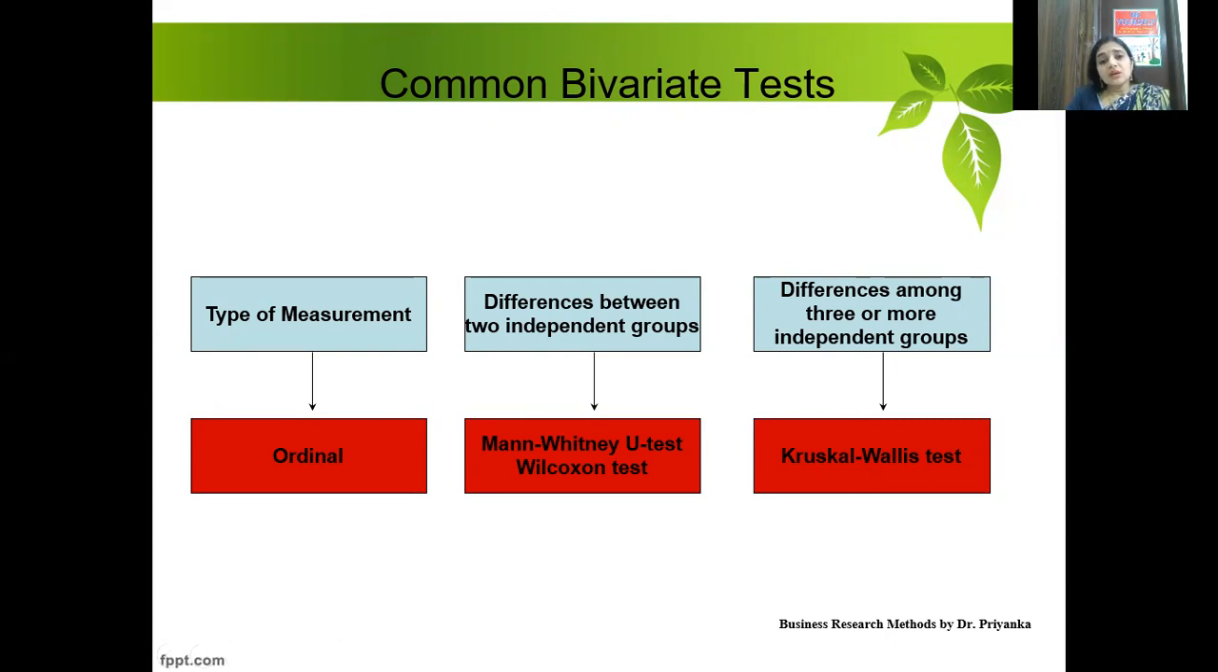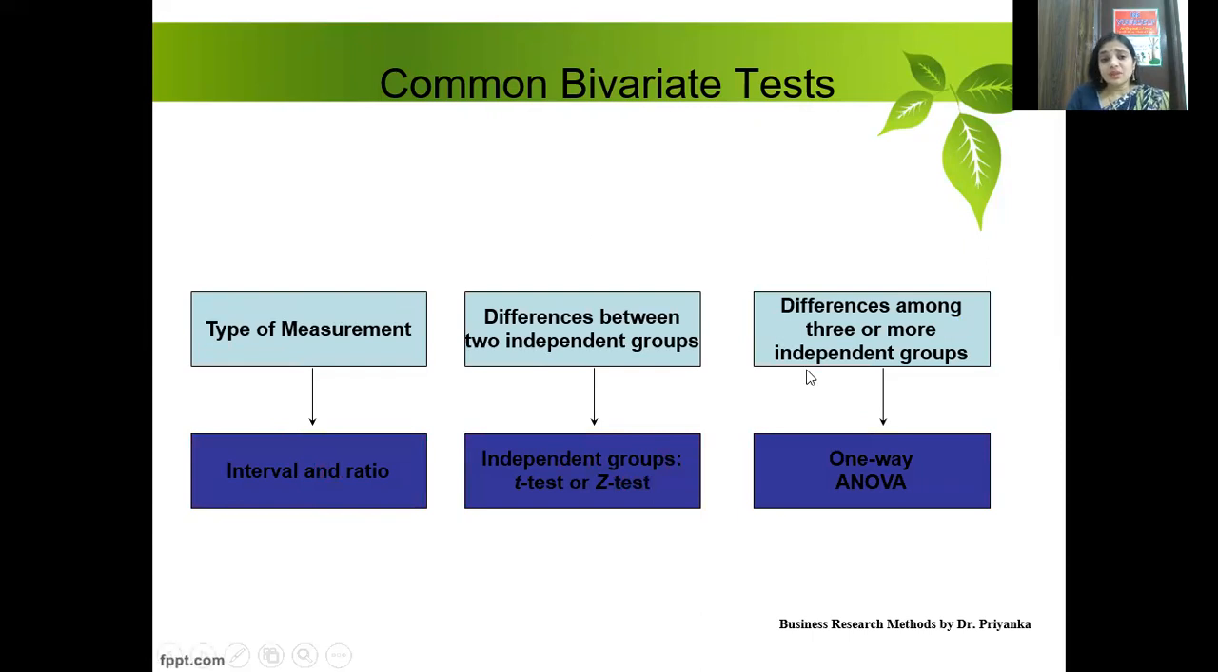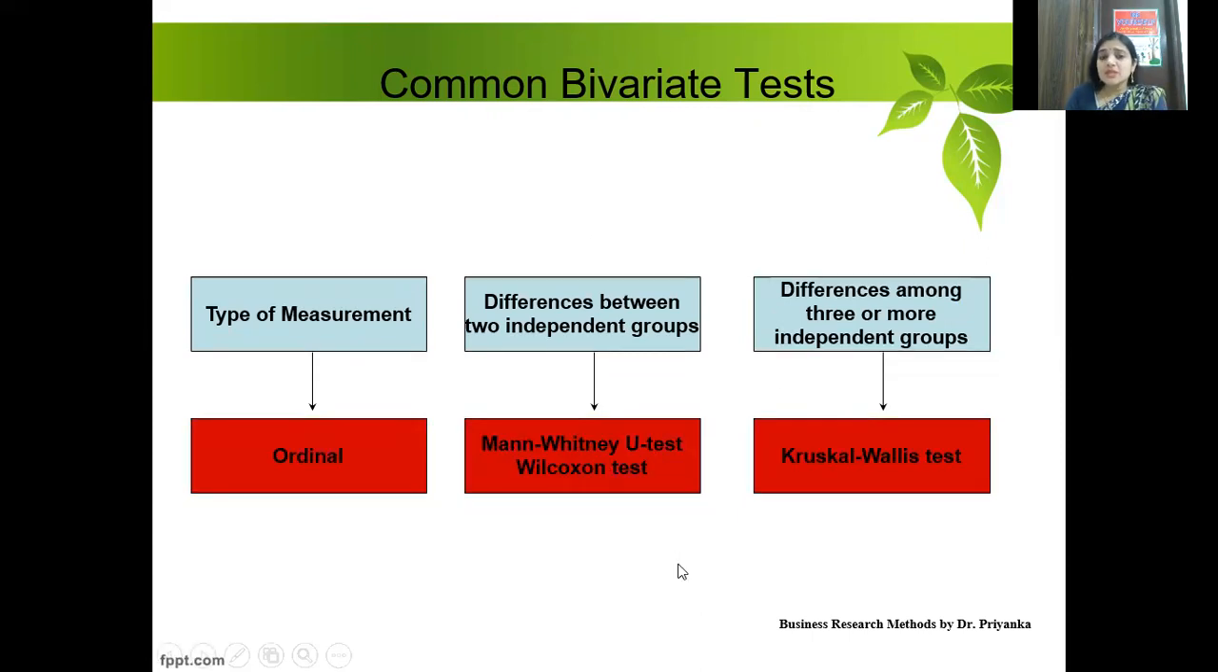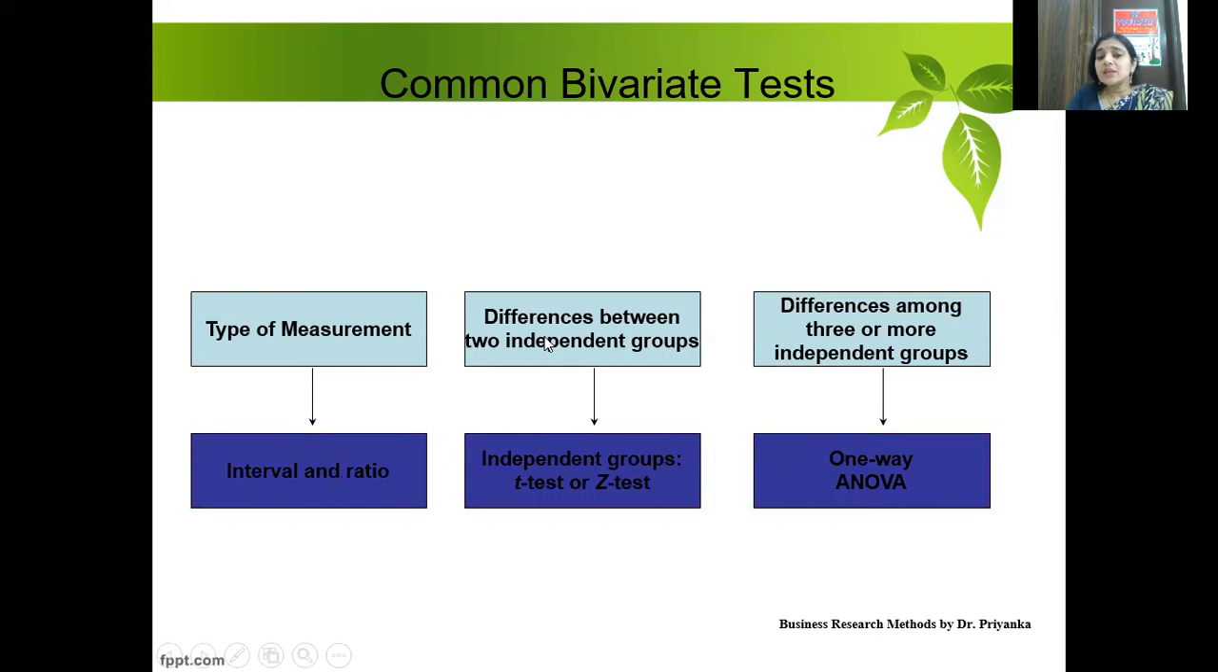And we have parametric tests also. Till now we have discussed nominal and ordinal data. Suppose our type of measurement is either interval or ratio, then we will use parametric tests against these non-parametric tests. Differences between two independent groups would be checked by the independent groups t-test or z-test. And when differences among three or more independent groups are to be checked, then one-way ANOVA would be used. In this presentation, we'll discuss both tests one by one.